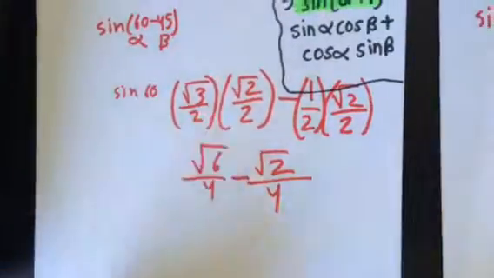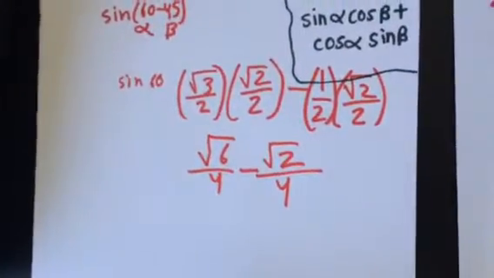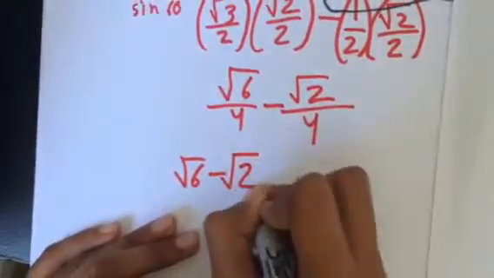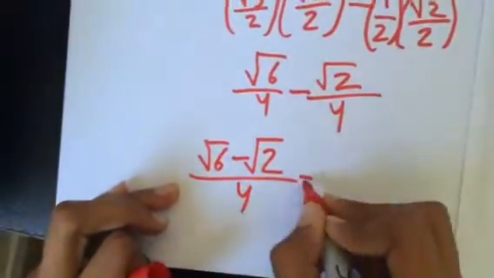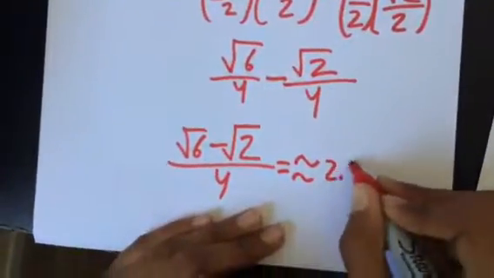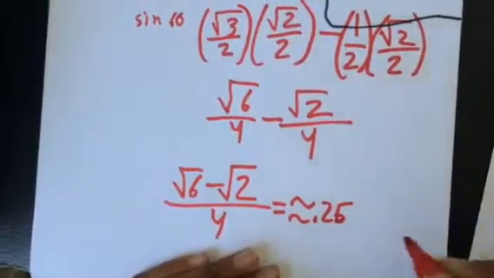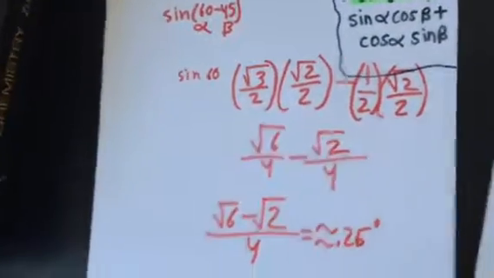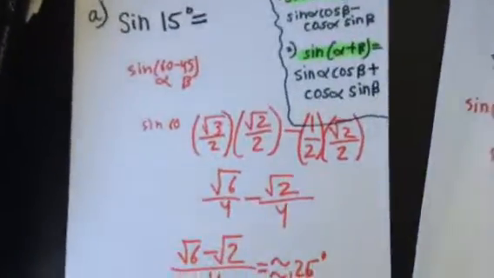So now, once we've done this, we're going to get radical 6 minus radical 2 over 4, and it's going to be about 0.259. And yeah, that's basically how you find exact values for sine trig functions. Bye, guys.